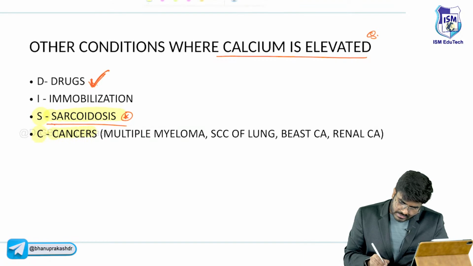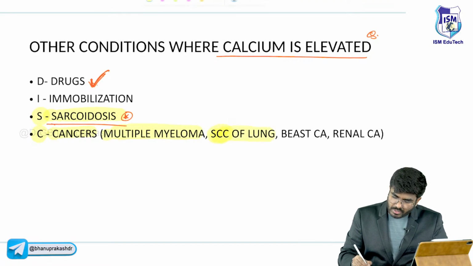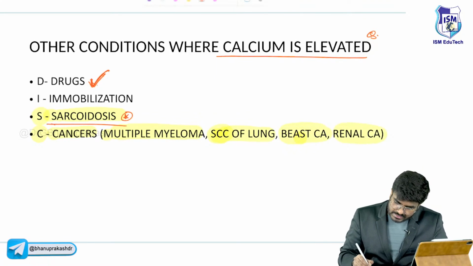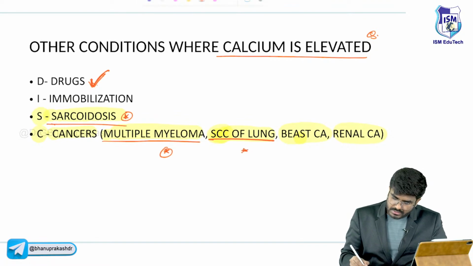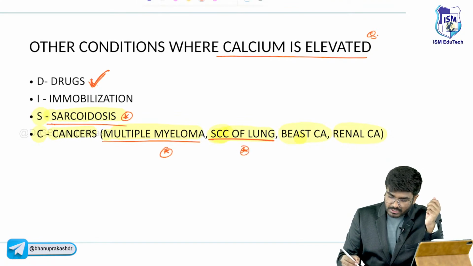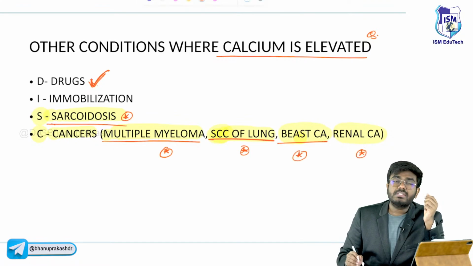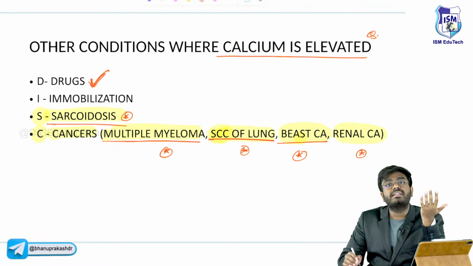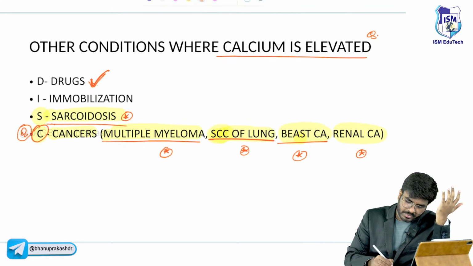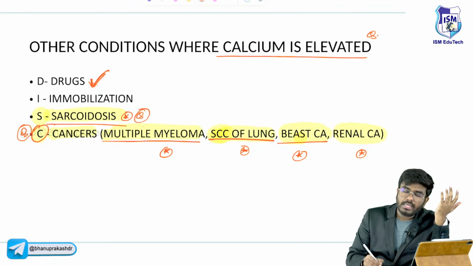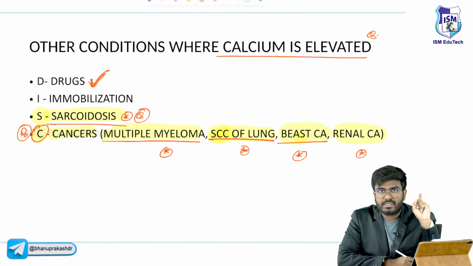And certain cancers, especially multiple myeloma, squamous cell carcinoma of the lung, breast carcinoma, and renal cell carcinoma. These are the cancers I want you to know very well. These conditions are associated with elevated calcium levels in the body. Sarcoidosis is also very important, as calcium levels are elevated in the blood.